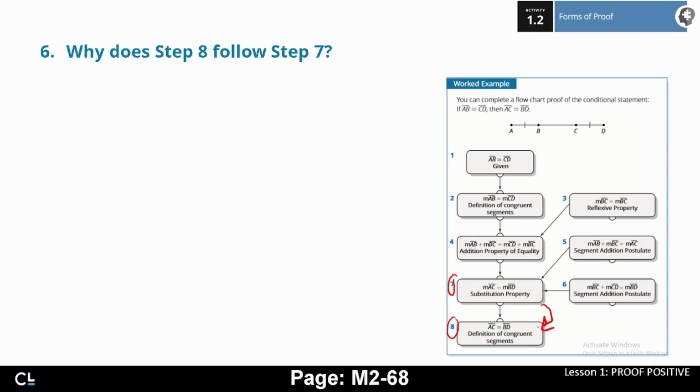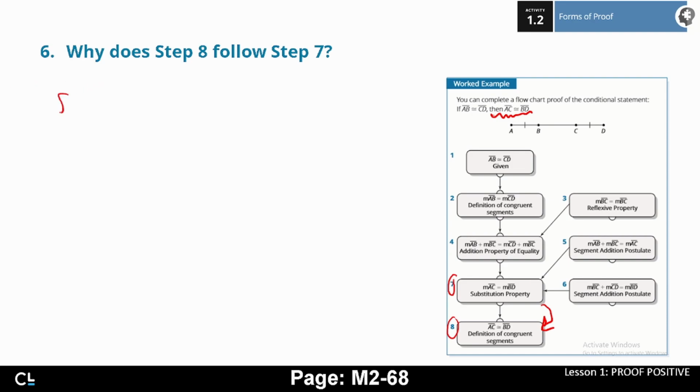Well, because our end goal and what we want to prove, we look all the way up at the top where it says, then ACE is congruent to BD. That has to be the last statement of our proof, right? Whatever you're trying to prove has to be that last statement.